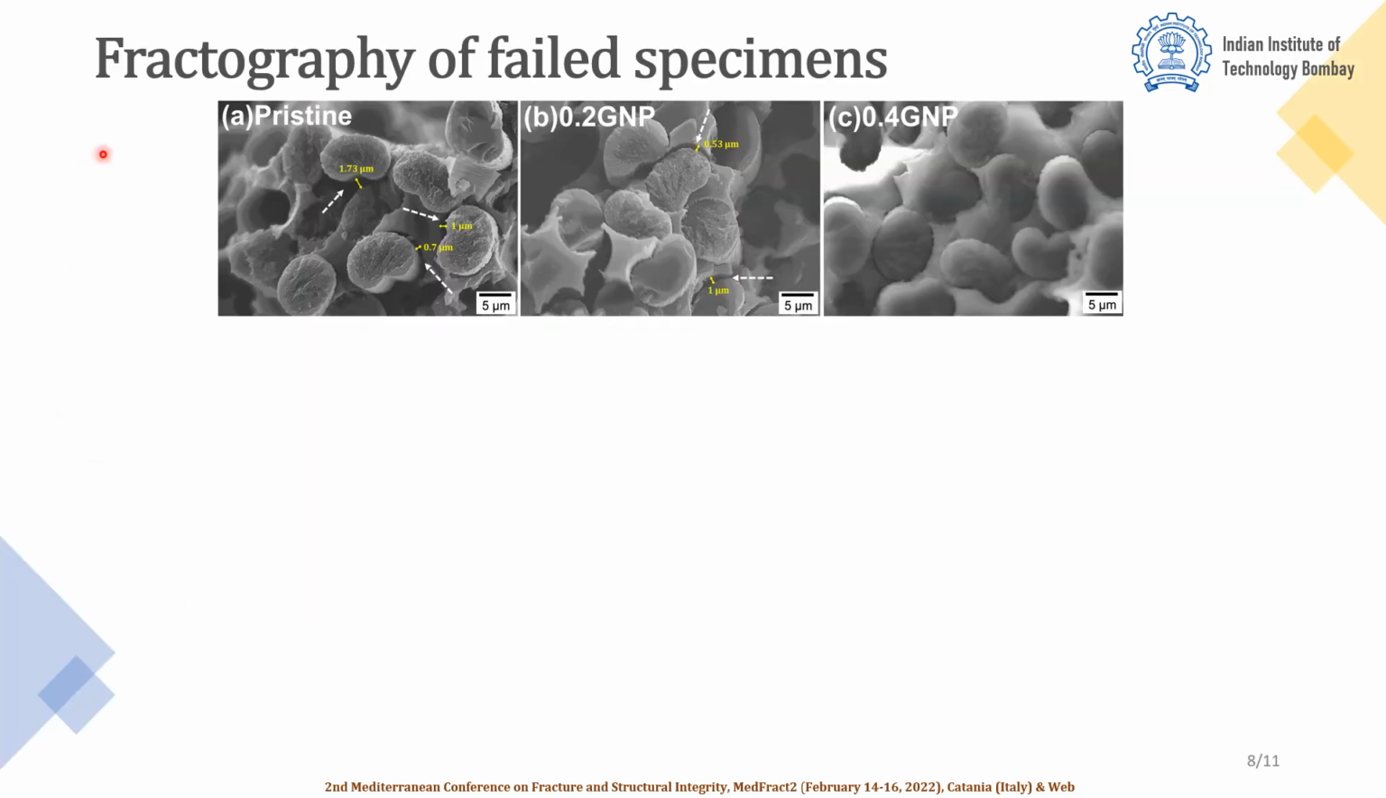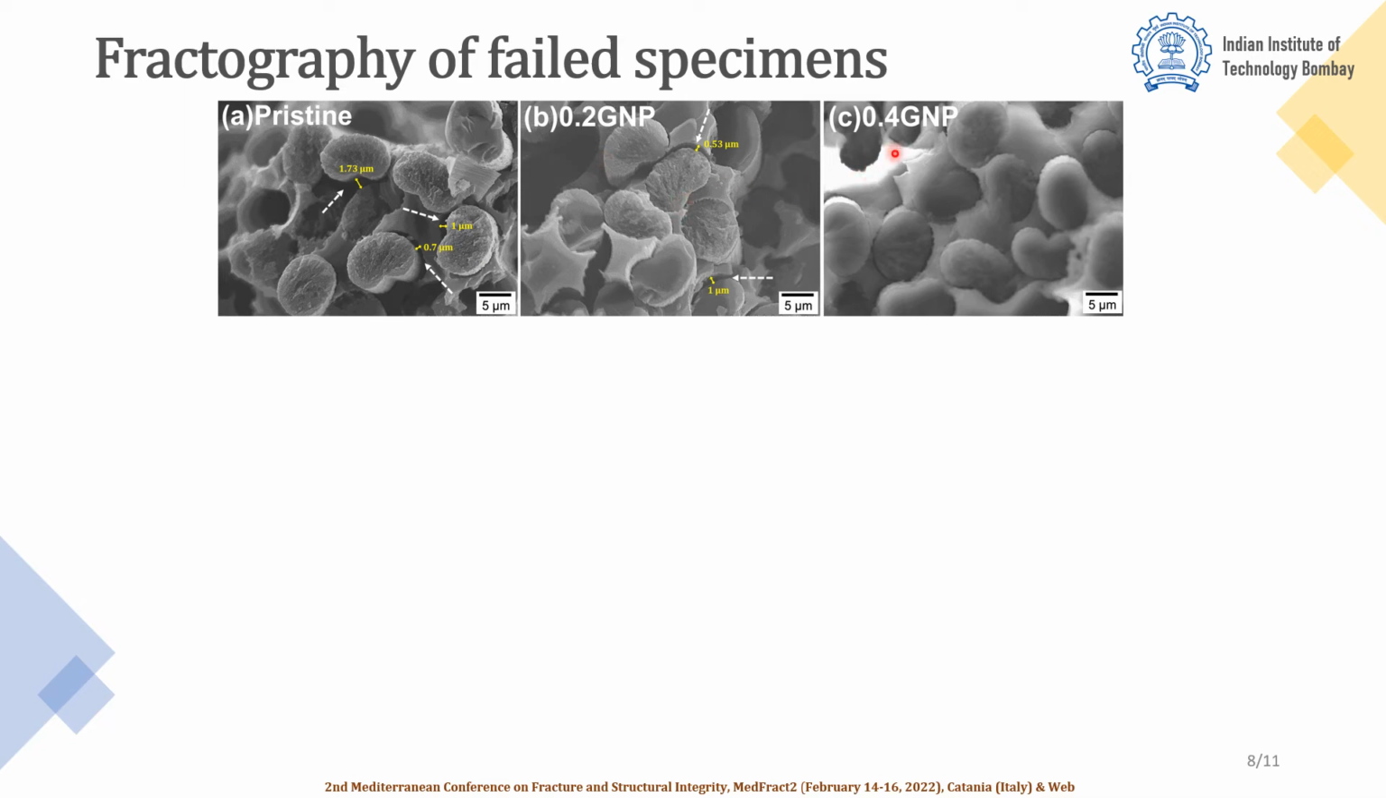Now the fractographs of the failed specimens were observed under SEM. Figure A shows the cross-sectional fracture surface of the pristine laminate, which indicates a larger debonding gap between the fiber and the epoxy. The 0.2 GNP laminate in figure B also shows similar but smaller debonding gaps compared to the pristine laminate.